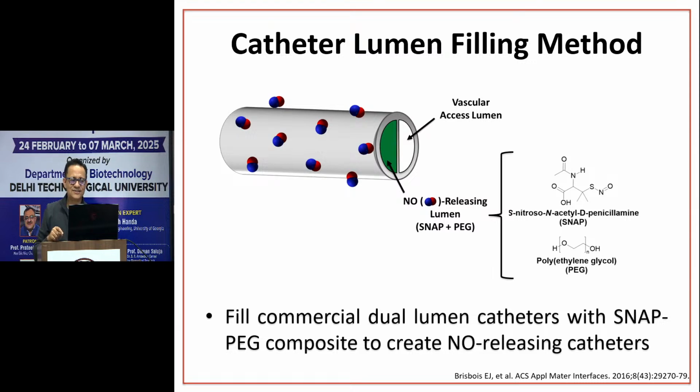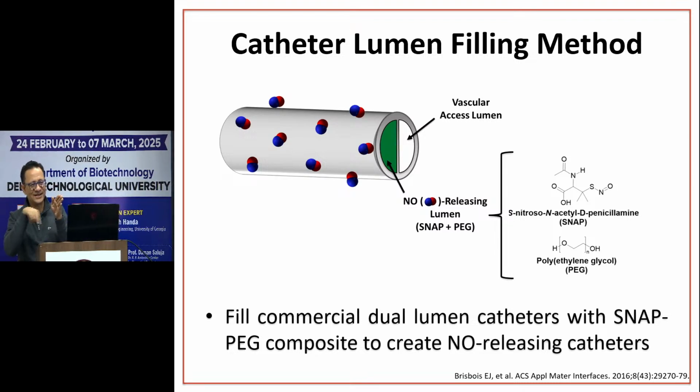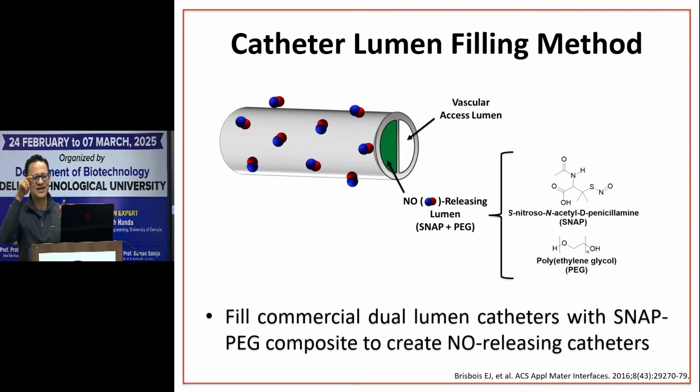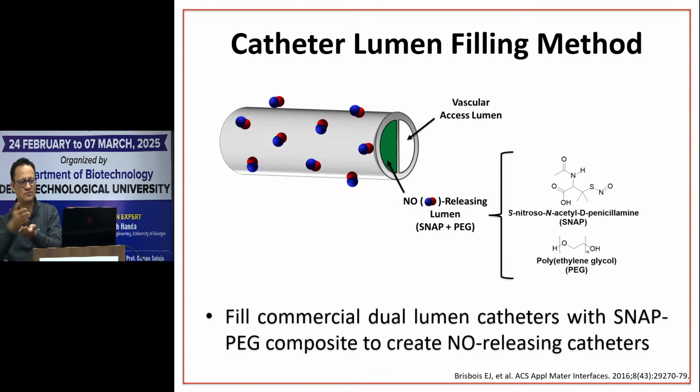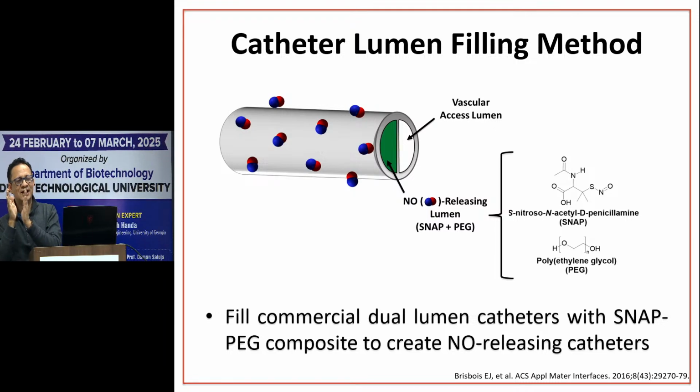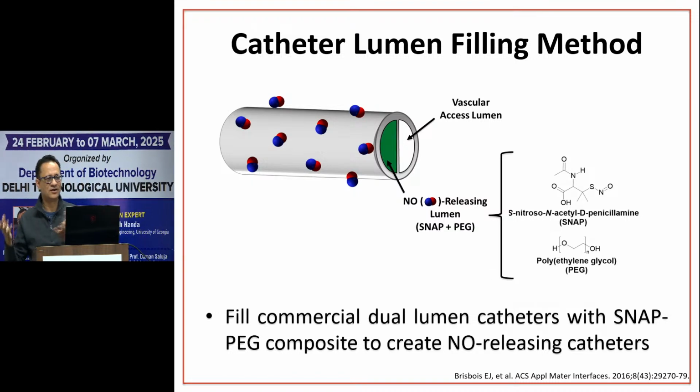Now the idea is the NO release happening from that lumen goes in all directions. It's protecting the other lumen that you are using to take blood out or infuse something. Another beauty of this is, let's say NO release from this lumen is 14 days. After 14 days, you can put a needle in this lumen, take the hydrogel out and refill it. Now you are not worried about your NO donor running out.